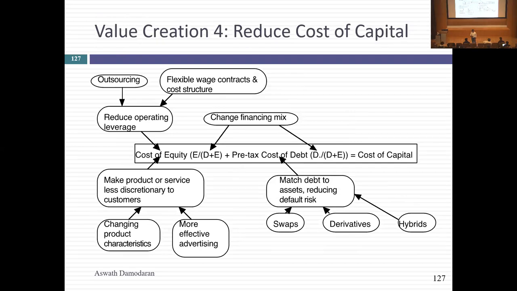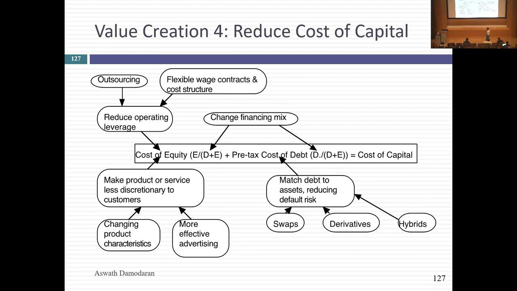This is where value enhancement can help you think about how it changes the value. And finally, let's talk about cost of capital. You think about lowering cost of capital. Most people think about changing the mix of debt and equity, and that remains an option. There are three other ways, though, that you can lower the cost of capital.